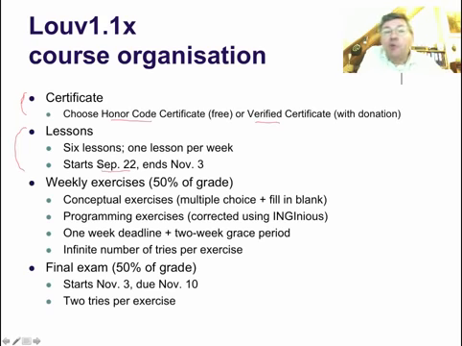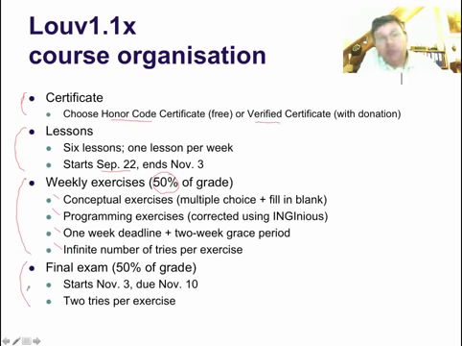So September 22 is the starting date, as you know, and there will be exercises every week which give 50% of the grade, conceptual and programming exercises corrected using the Ingenious grader, which will give feedback on errors and tell you whether your program is correct. There's a 1 week deadline for the exercises with a 2-week grace period, but I recommend that you don't fall too far behind, because otherwise the work just piles up at the end. Find a little bit of time every week to do the exercises. Also, there will be an infinite number of tries for the weekly exercises.